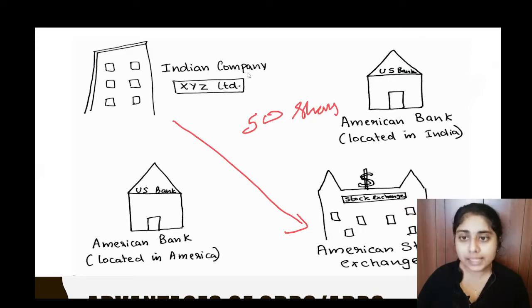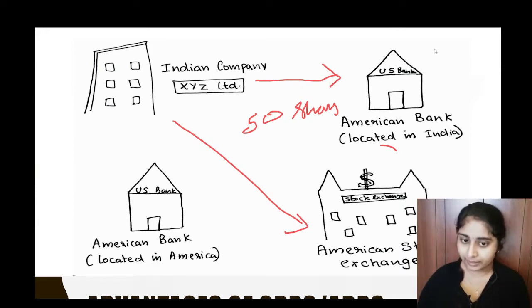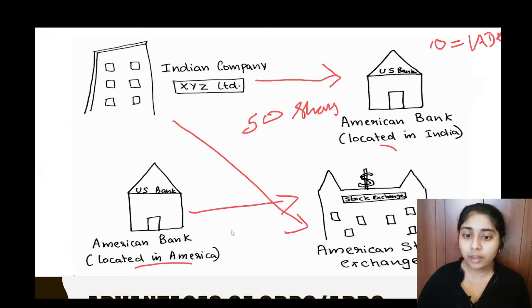For that, first the Indian company will have to connect with the American bank which is located in India, just the same as GDR, and they will come to an agreement according to the ratio. Suppose here also it is said that 10 shares is equal to 1 ADR. Suppose they come to agreement, then this American bank will inform the American bank located in America, and the American bank will issue 5 ADR on the 50 shares. Thus, the Indian company XYZ can raise funds from the American Stock Exchange.